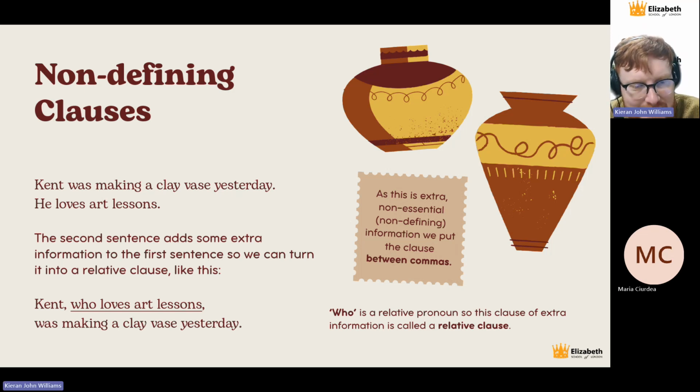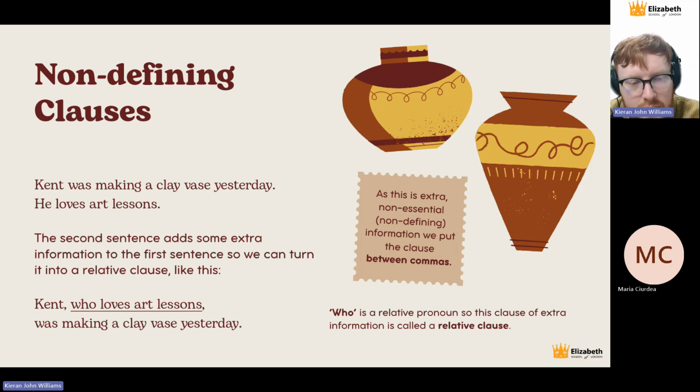So again, it is non-defining if it gives extra information, and we can remove the information and the sentence still makes sense. So if we take away this information, it is Kent was making a clay vase yesterday. So that's logical on its own. So this information is just non-essential information. So in that situation, we add a comma before the relative clause and we add a comma after the relative clause. So that tells us that it is a non-defining relative clause.